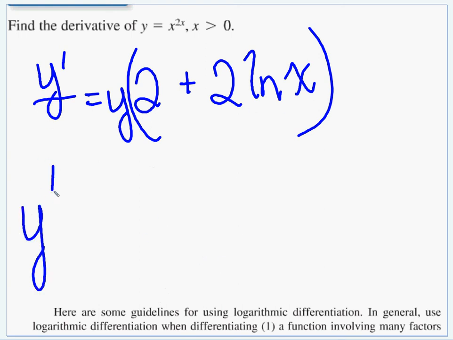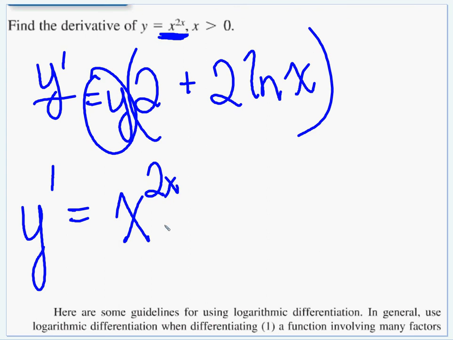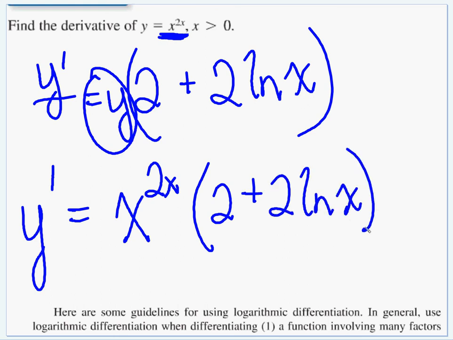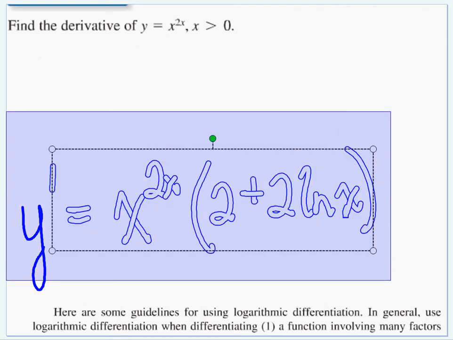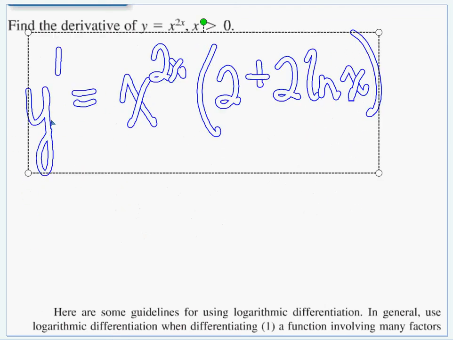So our derivative, y prime, equals, well, we've got the y here. Let's replace it with our original x to the 2x power. And then we've got a 2 plus 2 ln x. And if you left your derivative like that, I would be very happy. If you're on an AP test, maybe it doesn't match some of the multiple choice answers.